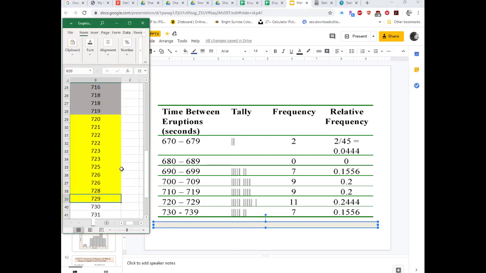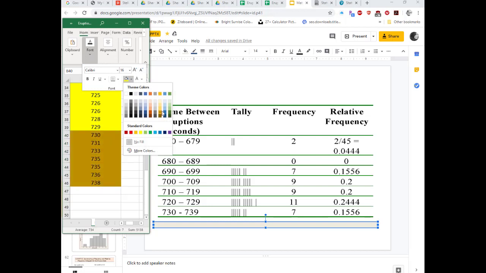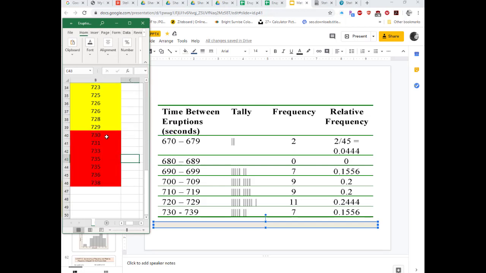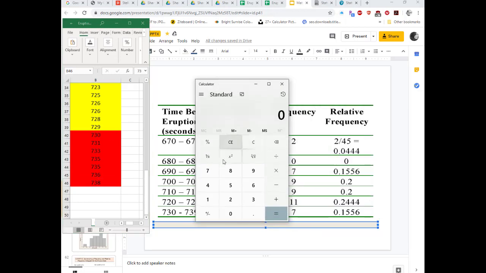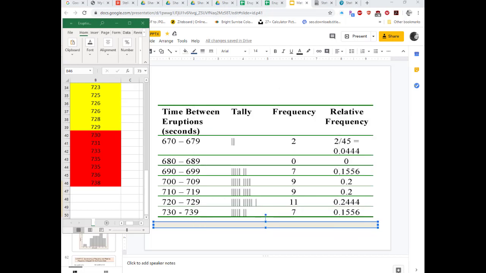The very last bin is going to be 730 to 739. And so if I bring this up, I've got 730, 731, 733, 735, 736, 738. All of these will fit into, let's see, what color can I use? Did I already use bright blue? I'll use bright red. Okay. All of these numbers will fit. There are 7 numbers here. So 1, 2, 3, 4, 5, 6, 7. 7 out of 45. Clear, clear, clear. 7 divided by 45 equals, and I get 0.155. If I round this, the next number is 6. And here it is again.